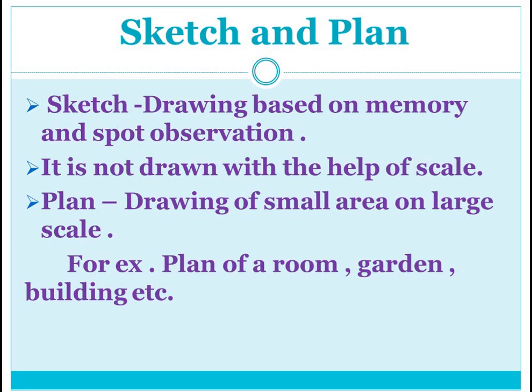Then plan. Drawing of a small area on a large scale. Basically, plans are there for small areas. We plan for a house, we plan for a garden, we plan for a multi-storied building. So the plan is there for small areas and they are drawn on large scales. We know that large scales give large information, or great information, about small areas. For example, plan of a room, garden, building, school, any company.